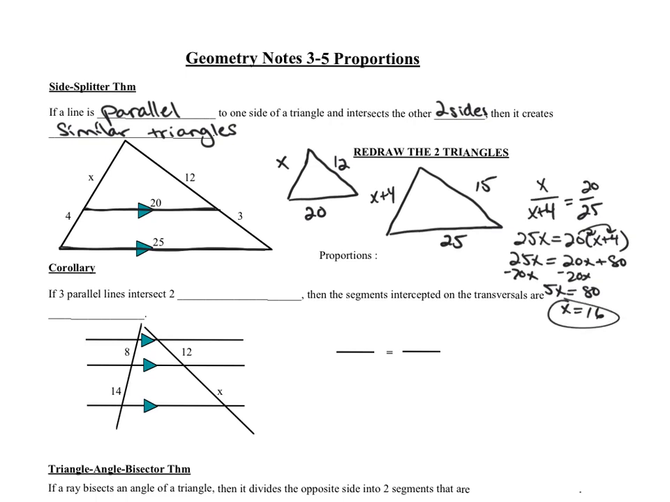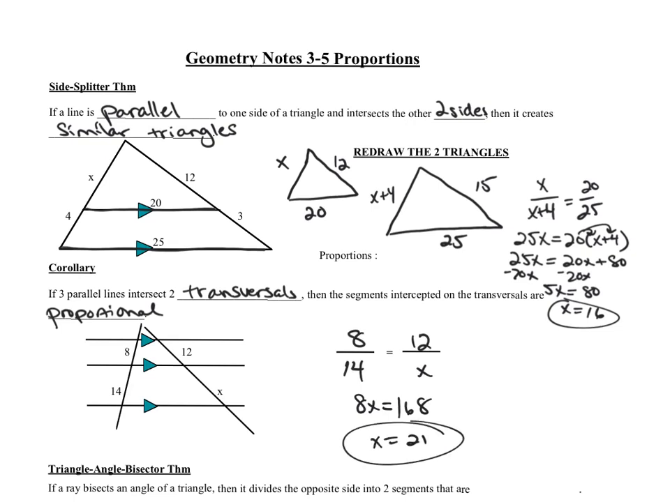A corollary to the side splitter theorem is that if three parallel lines intersect two transversals, then the segments intercepted on the transversals are proportional, which means that each of the pieces is proportional. So we would say 8 over 14 is equal to 12 over x. Cross multiply, 8x equals 168, x equals 21.